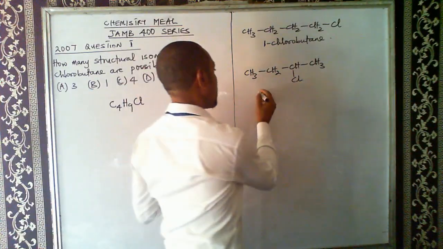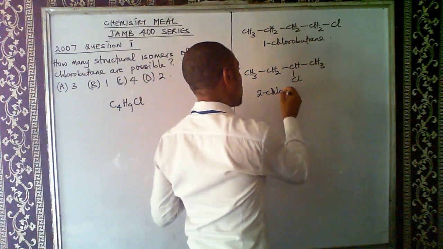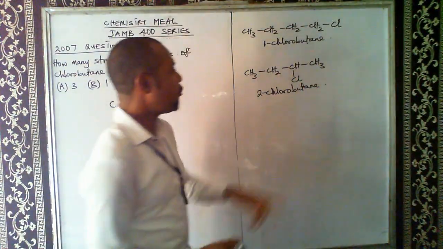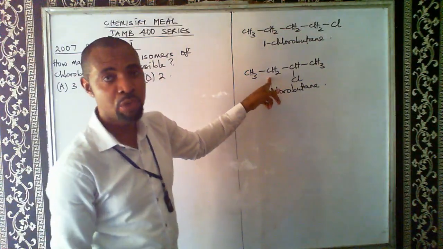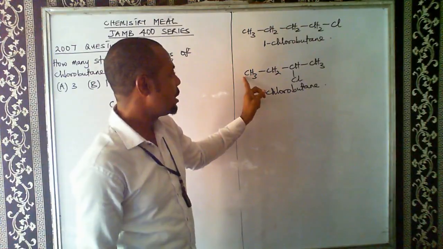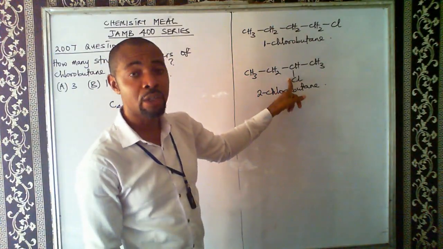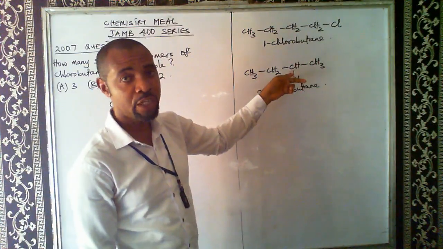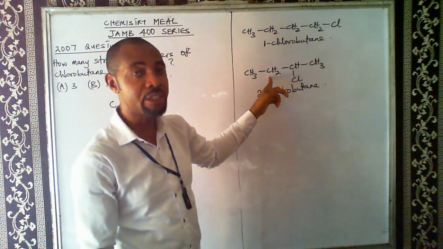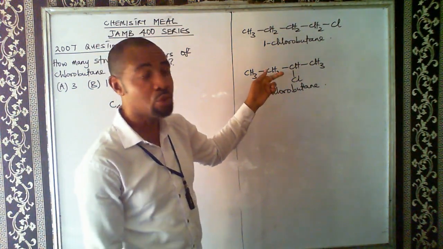So this will become what? 2 chlorobutane. Now if we shift this here, it will still be 2 chlorobutane, because that means this end is now closest to the functional group. So we'll number from here. So shifting this here will not make it 3 chloro, it will still be 2 chloro.